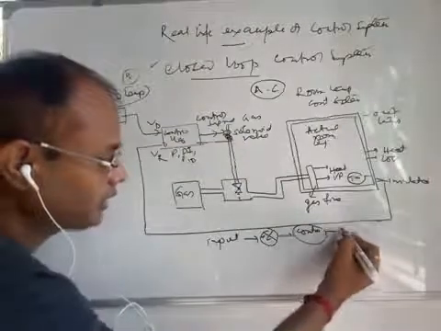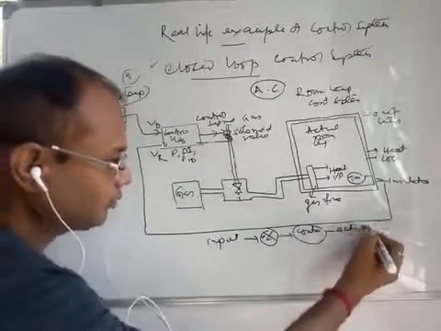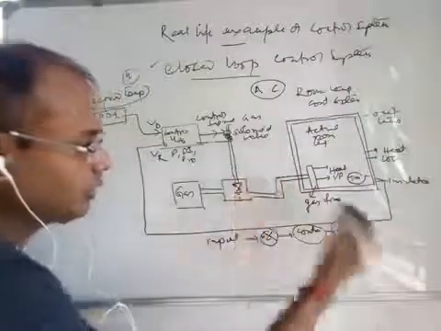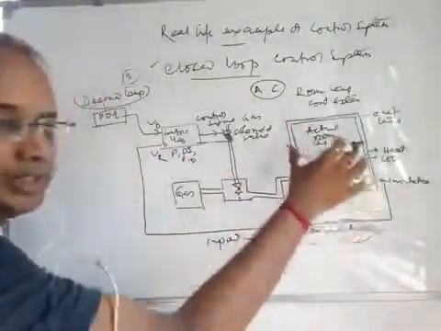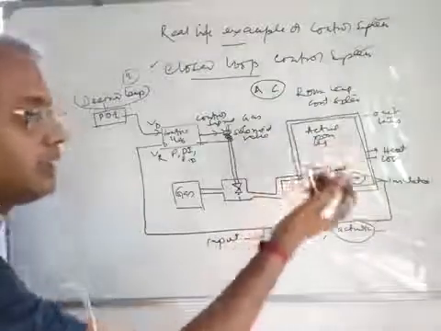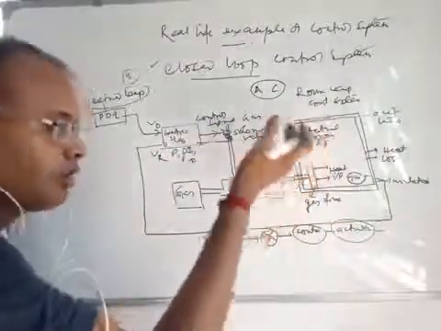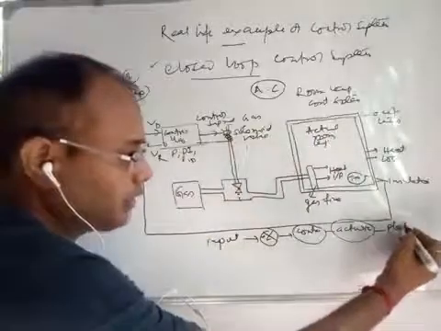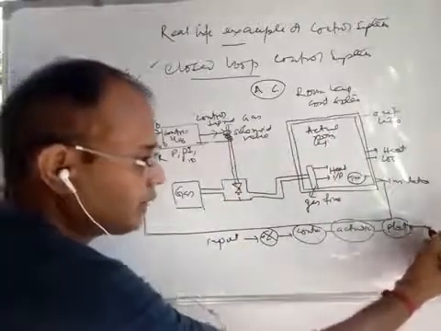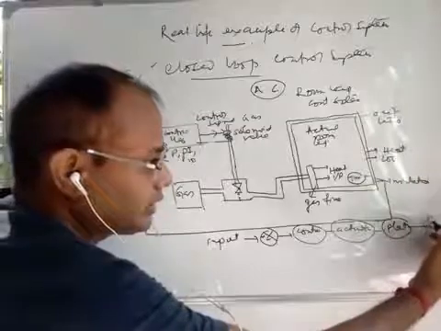We get the actuator. This is a solenoid valve, and the actuator actually actuates the plant. How does it actuate the plant? Either it gives more gases or stops producing the gases through it. So it goes to the plant, and the plant output is your desired temperature.